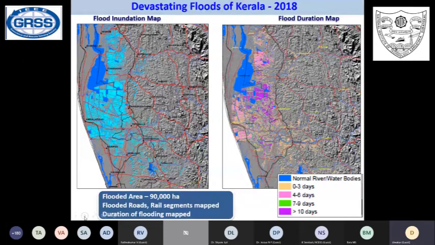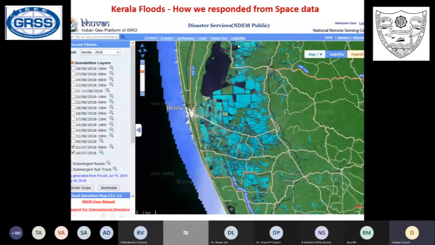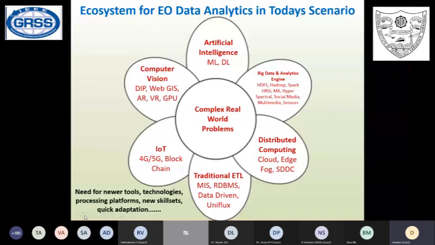Another example is Kerala, where we have seen the kind of major flooding that took place and created a whole lot of problems, and real-time data access was available on Bhuvan, which shows you very clearly the kind of damage that we went through.